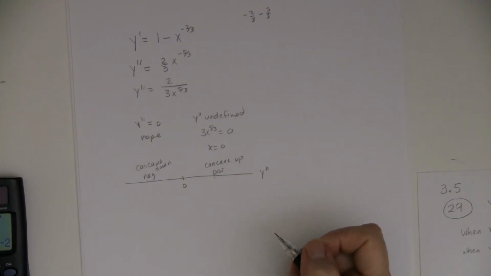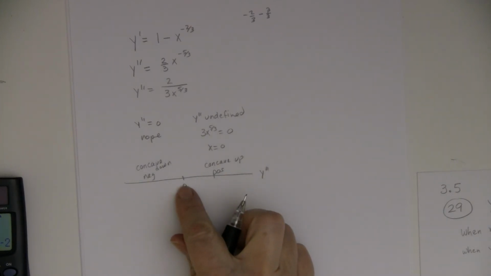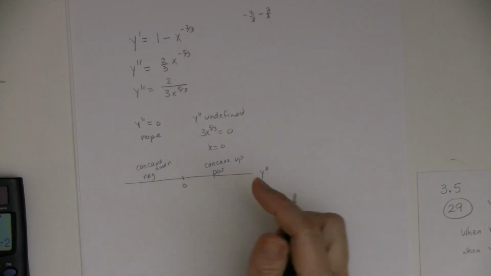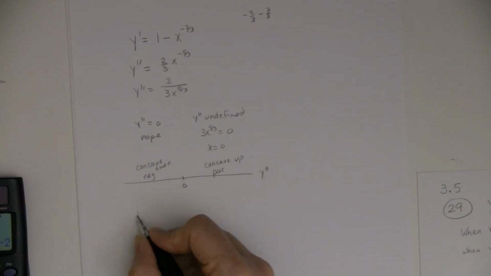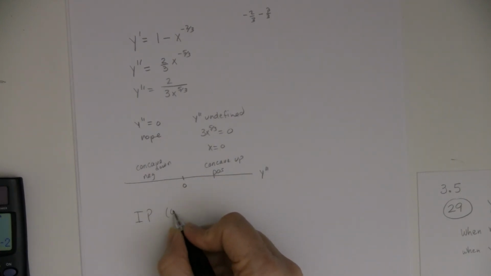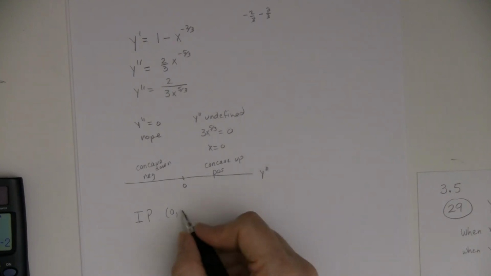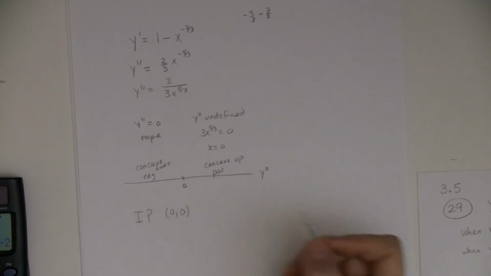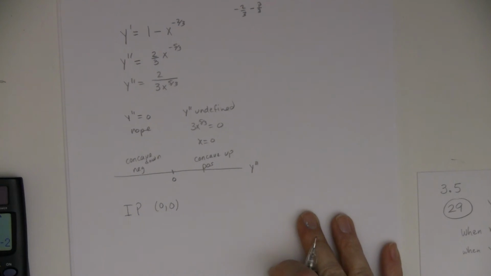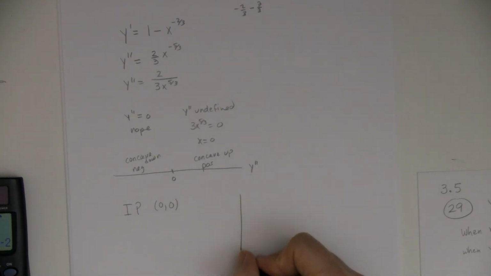And so the inflection point is 0. I think I already know that, so we have an inflection point at 0. And I've already found that 0, 0 goes together. So now I'm going to put all of this together on a graph to the best of my ability.